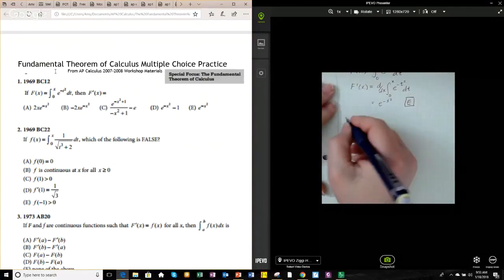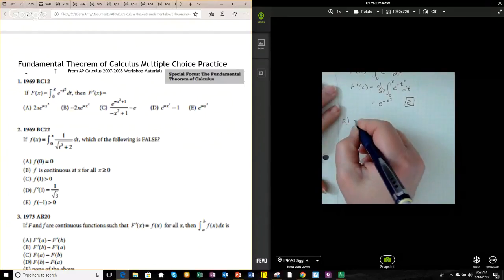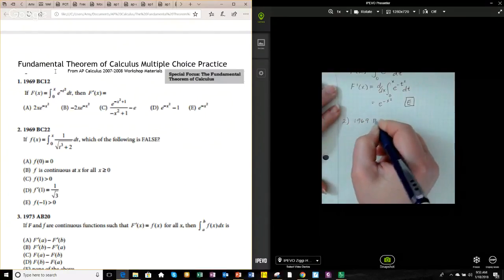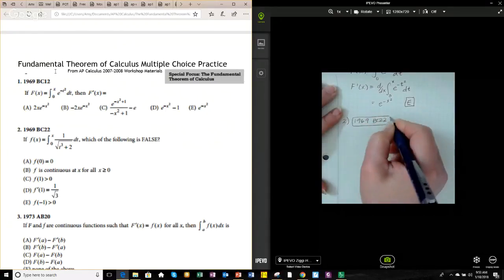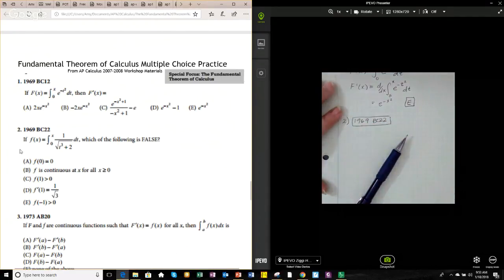All right, so let's look at number 2 because that looks a little bit more interesting. This is 1969 BC number 22. Okay, so that question states if f of x is equal to the integral from 0 to x of 1 over the square root of t cubed plus 2 dt, which of the following is false? We all love those. Okay, f of 0 is equal to 0.